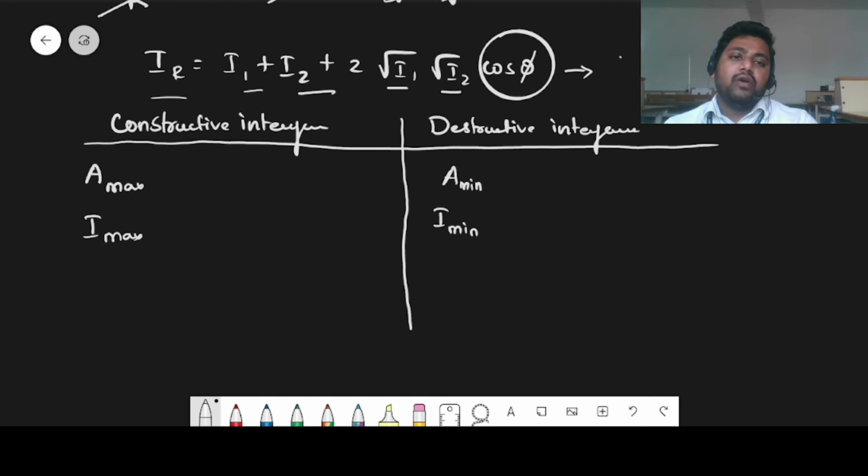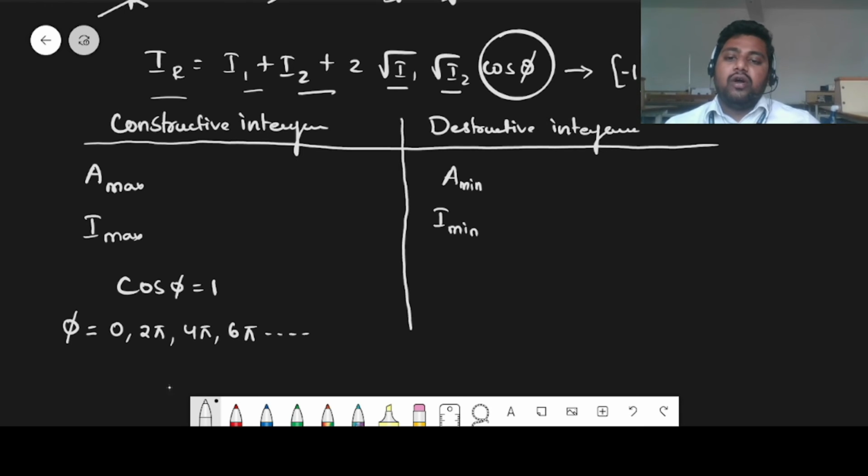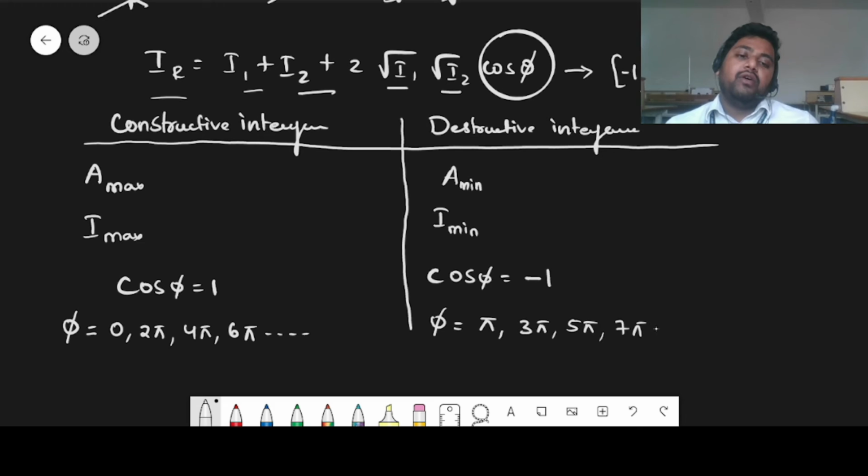The value of cos phi ranges from minus 1 to plus 1. So the maximum value it can have is plus 1. Where can cos phi be plus 1? When angle phi is equal to either 0 or 2 pi or 4 pi or 6 pi and so on. All the even multiples of pi give cos phi maximum. If you want cos phi to be minimum, then it should be negative. Where will that be possible? At angle pi, 3 pi, 5 pi, 7 pi, and so on.